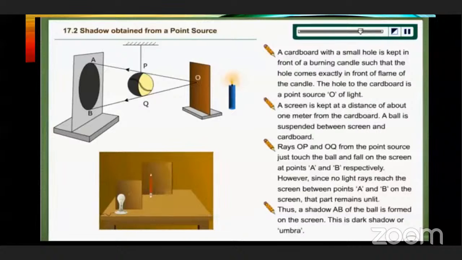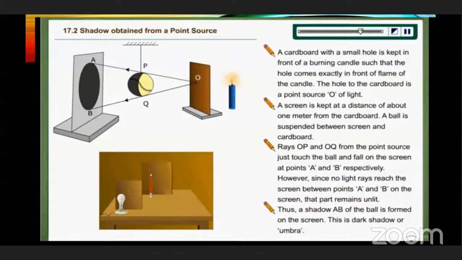We have to take a cardboard with a small hole and a burning candle, and keep it exactly in front of the hole. The hole in the cardboard is a point source O of light. So the hole becomes a point source. A screen is kept at a distance of about 1 meter from the cardboard. A ball is suspended between the screen and the cardboard.